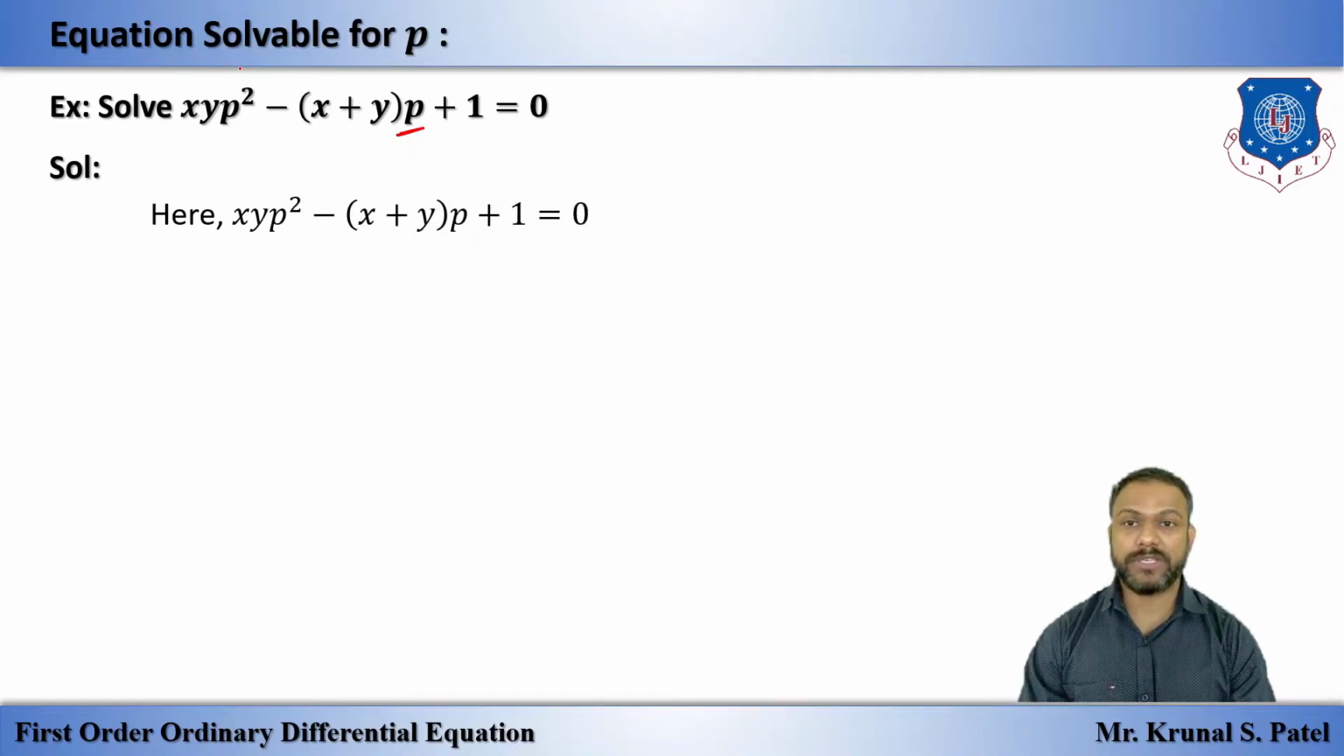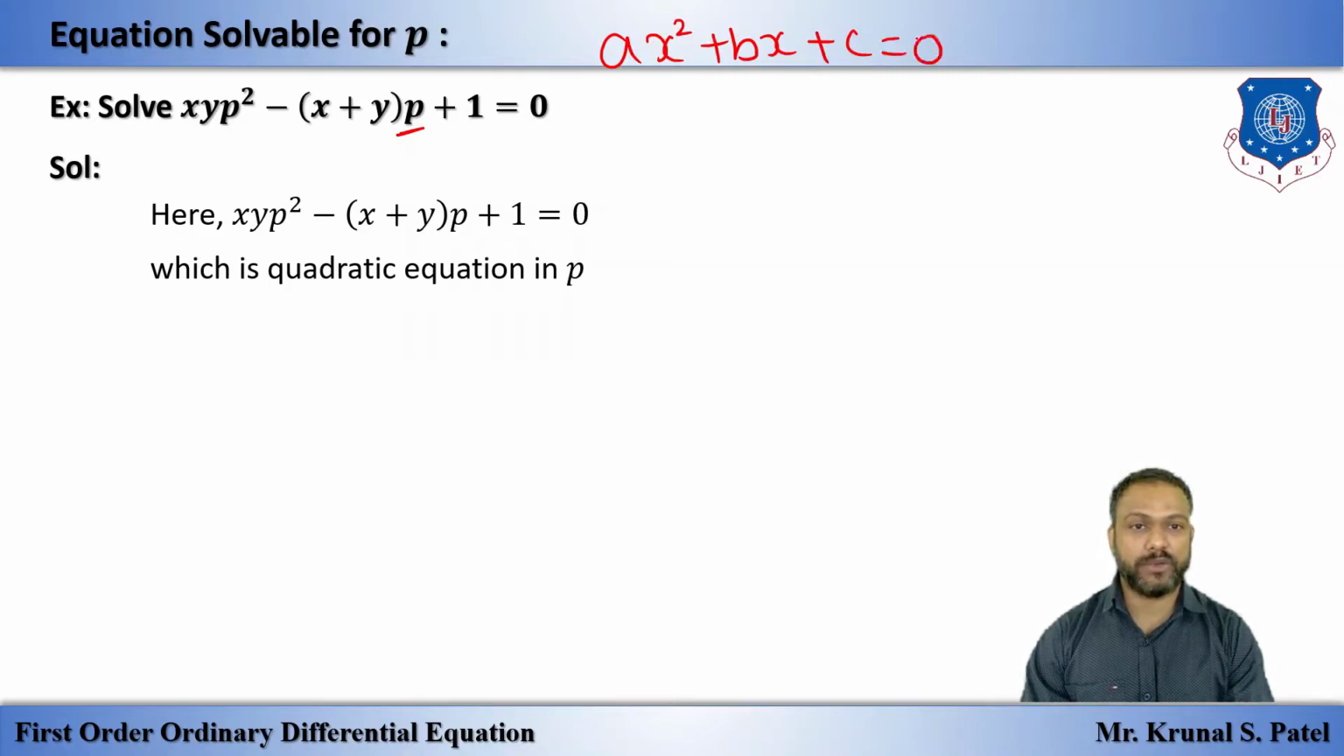Now in equation solvable for p, in this method what we will do is find the factors of this equation. Here it is observed that this is a quadratic equation in p, like a x square plus bx plus c is equal to 0 is a quadratic equation in x. Similarly, we have a p square plus b p plus c. So we will find the factors. Here we have to find the value of p in terms of x and y. This is our task in the equation solvable for p method.